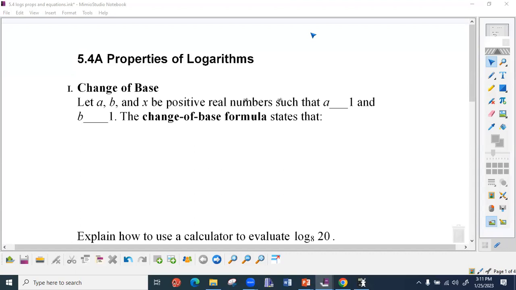So to begin with, if we let A, B, and X be positive real numbers, such that A is not equal to 1, and B also cannot be equal to 1.